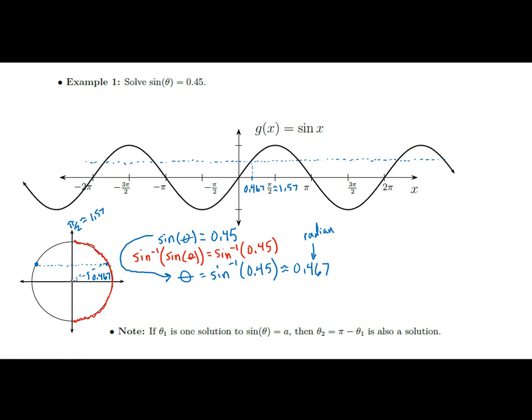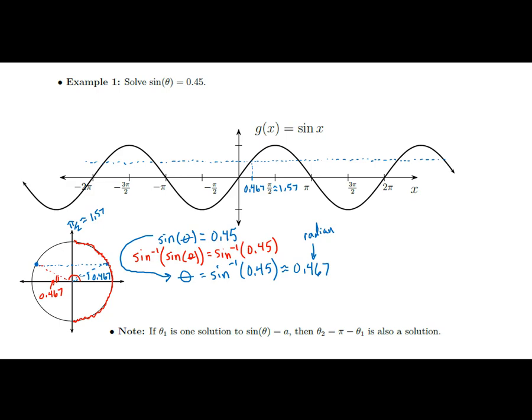So let's think about, okay, how does this angle over here compare to my 0.467 angle that I already got? Well, it seems like what's happening here is that over on this side, this angle sure visually seems to be the same as my 0.467, but it's just measured from the negative side of the x-axis instead of the positive. And in fact, that's exactly what's going on.